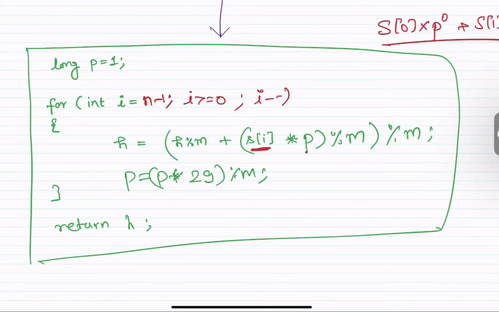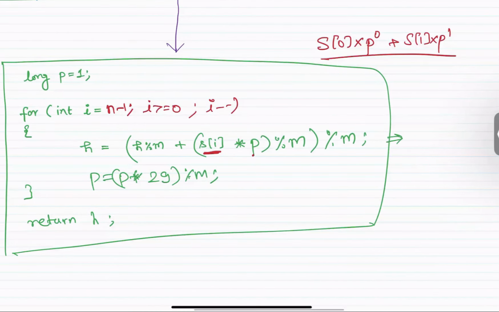This is one way of writing. What is the time complexity of this? Order of n. And space? Constant. Yep.